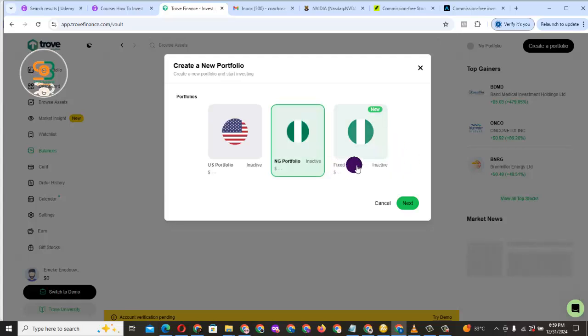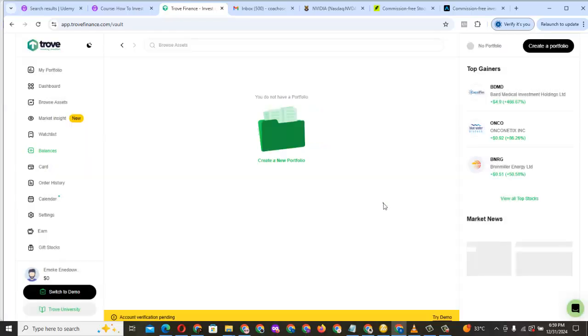Then for the fixed income, don't put your money in fixed income, because just like the name, it's just like you want to save money in your account. So saving is just remaining there. It's not going to be doing anything. And if you want to pull any money from fixed income to your NG portfolio, it will not work. So that is why the two major accounts you need are the US portfolio and the NG portfolio. That is the funding of account.